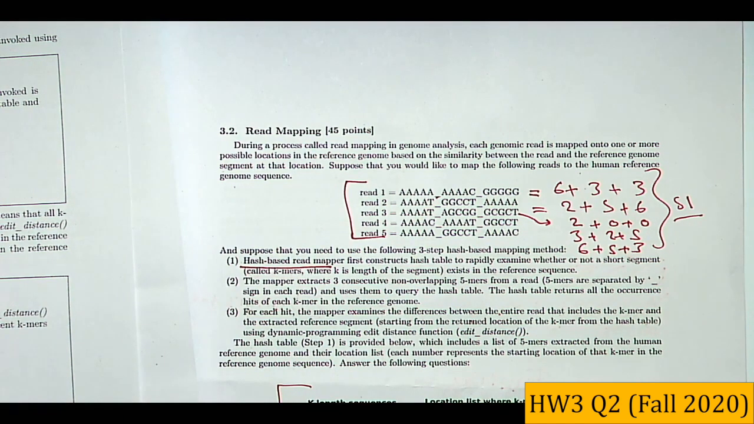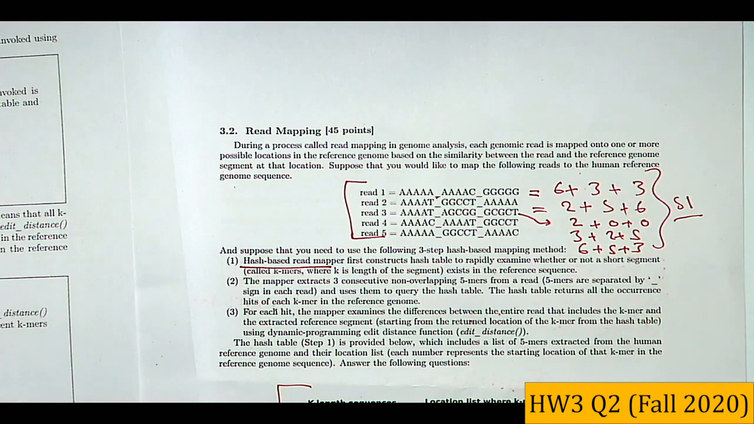Why would you do that? Because it was not specified. And it's actually quicker. Okay. So basically, you already know from the hash table that the k-mer is exactly matched, right?